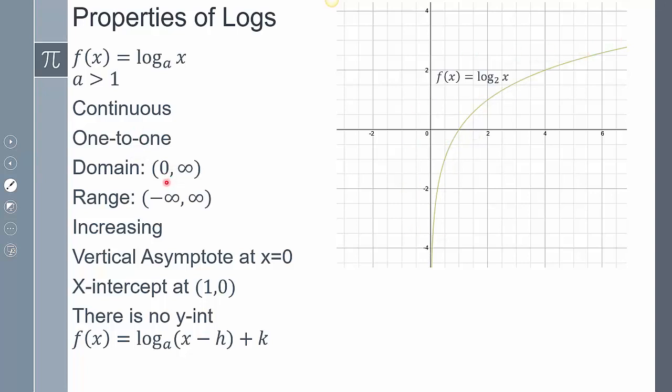The domain naturally is from 0 to infinity, because we have this vertical asymptote here at 0. My range is from negative infinity and it goes all the way up to positive infinity. It's always increasing. I have that vertical asymptote at x equals 0. The starting point that I'm going to be using is 1, 0. That's my x-intercept. There is no y-intercept, so it never crosses the y-axis. And this is going to be my standard form equation, log base a of x minus h plus k, where h is still your horizontal shift and k is your vertical shift.